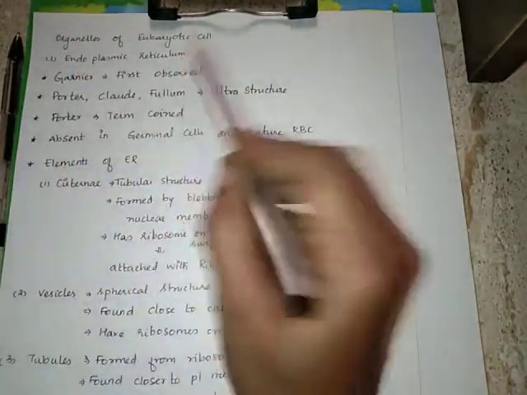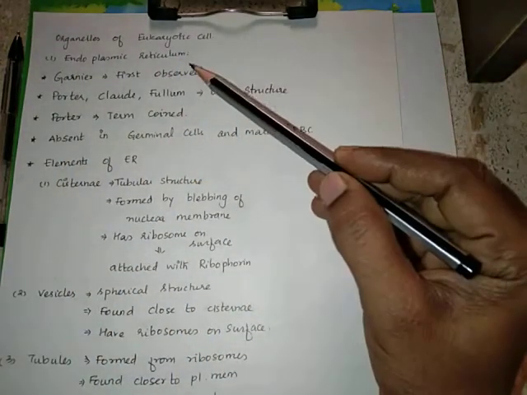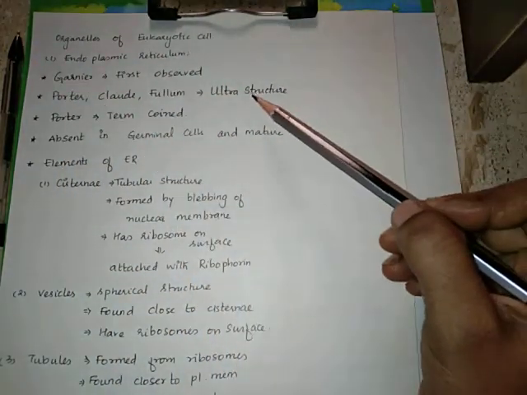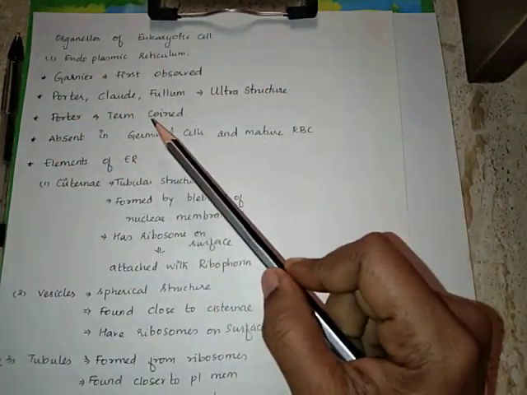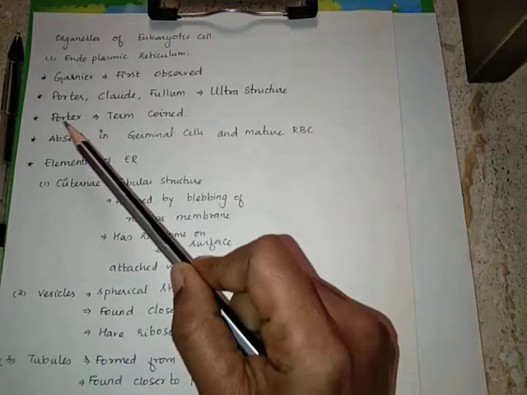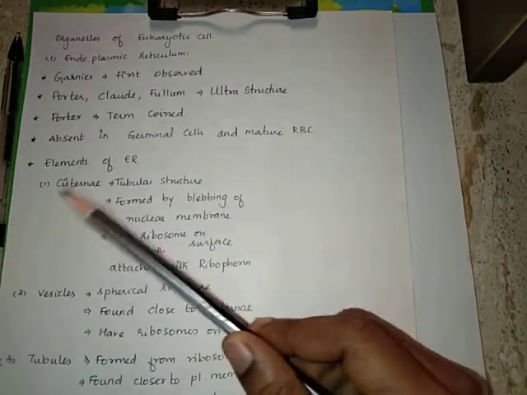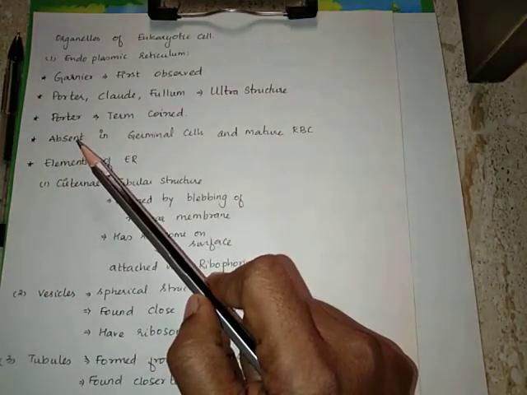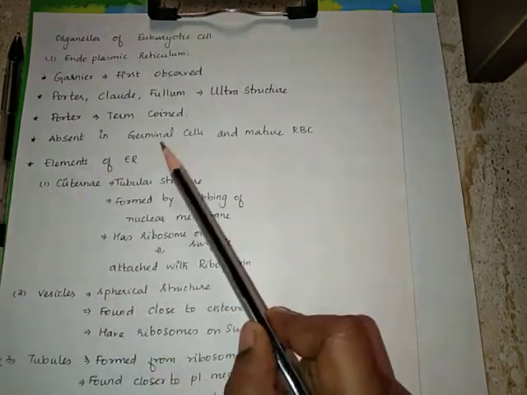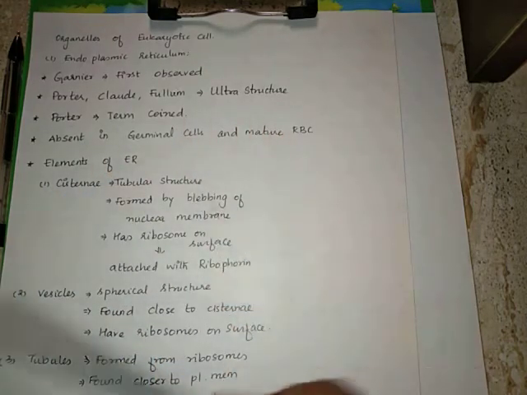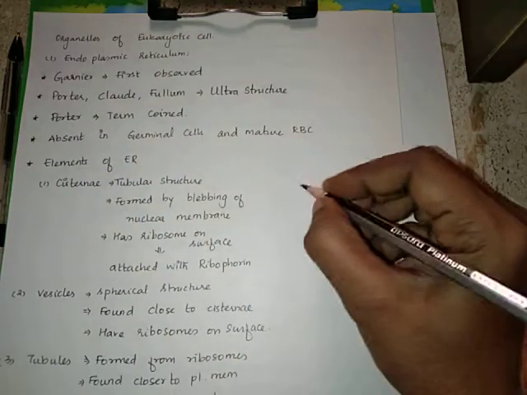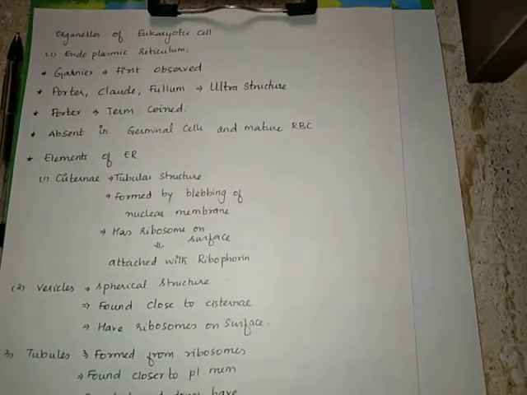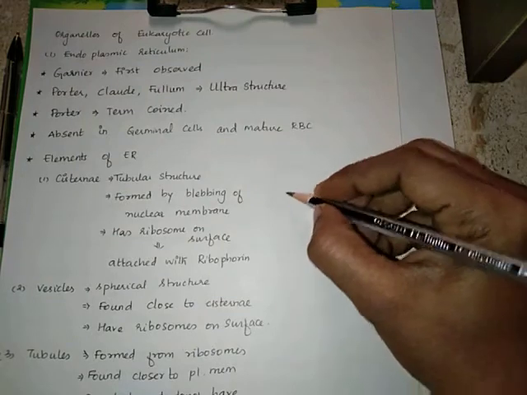The first organelle is the endoplasmic reticulum. It was first observed by Garnier, and the ultrastructure was given by three scientists, Porter, Claude and Fullam. And the term endoplasmic reticulum was given by Porter. Endoplasmic reticulum is found in all cells except in germinal cells and in mature RBCs. And the endoplasmic reticulum is present in the cell closer to the nucleus.